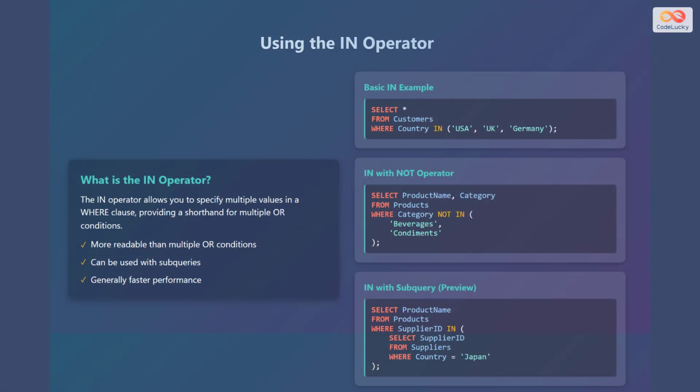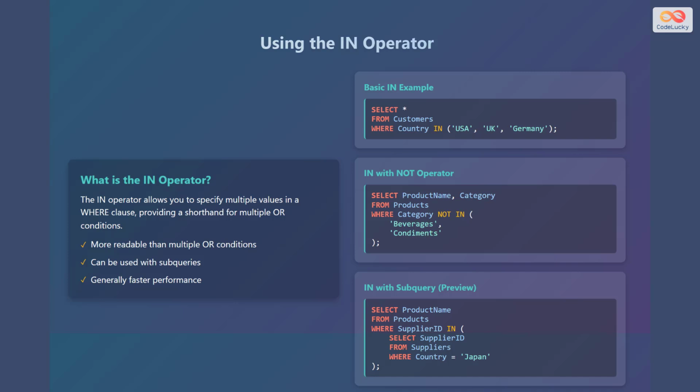The IN operator allows you to specify multiple values in a WHERE clause, providing a shorthand for multiple or conditions. It is more readable than multiple or conditions, can be used with subqueries, and generally provides faster performance.